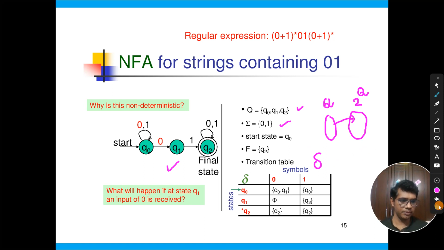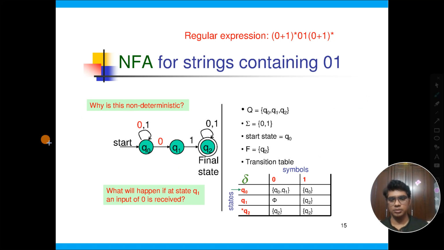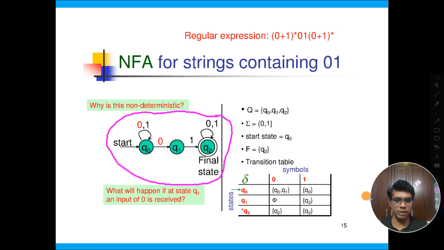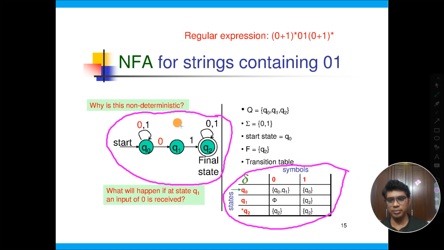Let's briefly discuss the transition table, transition function and state table. So this is the state diagram. A finite automata can be represented using a state table or a state diagram. State diagram is a graph. This state transition table is a table, a tabular representation.